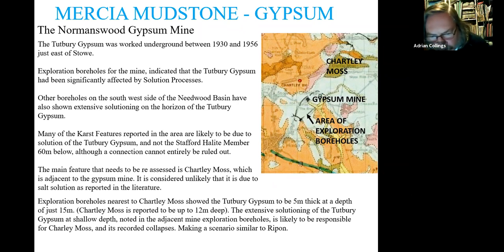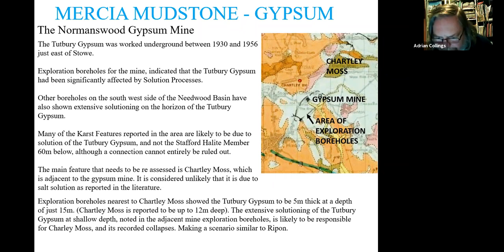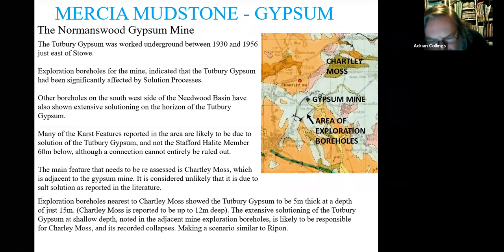The main feature that needs to be reassessed is Chartley Moss, which is adjacent to the gypsum mine. It is considered unlikely that this is due to salt solution as reported in the literature. Exploratory boreholes nearest to Chartley Moss showed that the Tutbury gypsum is about 5 meters thick at a depth of just 15 meters, and the adjacent Chartley Moss is reported to be up to 12 meters deep.